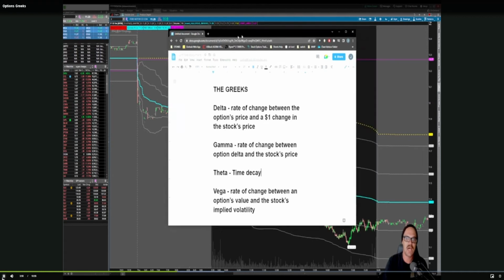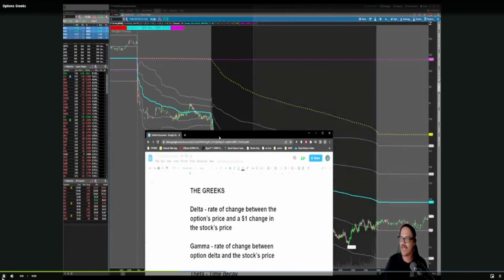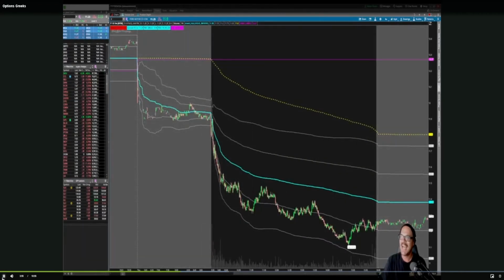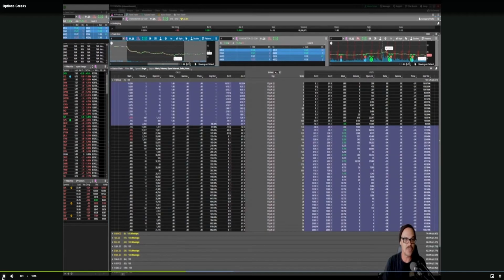And I'm going to move this off to the side. And we'll go off the screen. And we'll go into an option. So we're looking at Ford right now, one of my favorite stocks. Let's go to the option chain and let's get some concrete examples. I know it's hard to see, so let's zoom in.